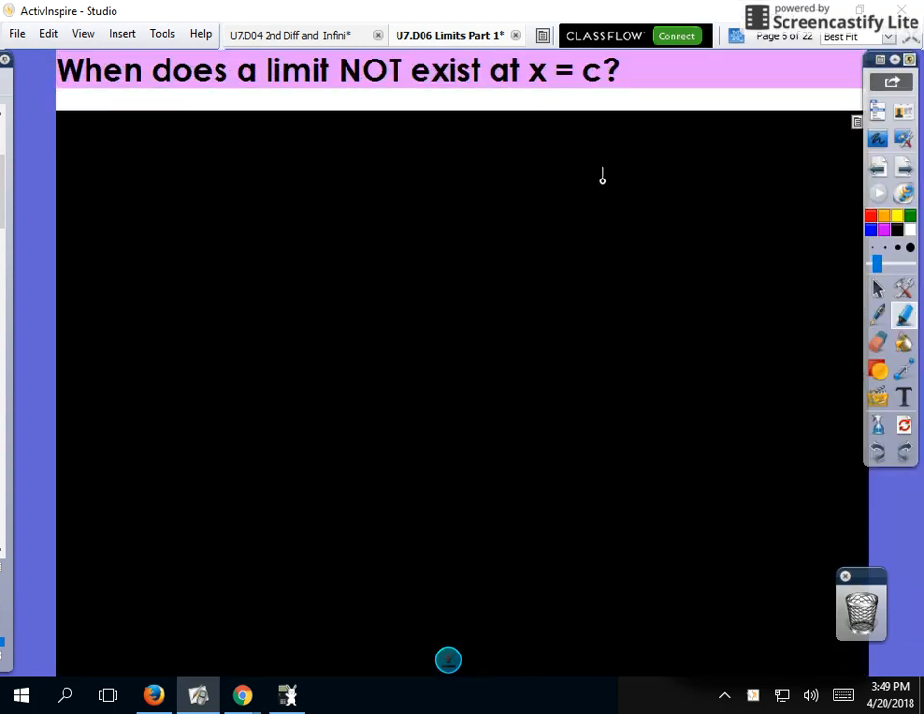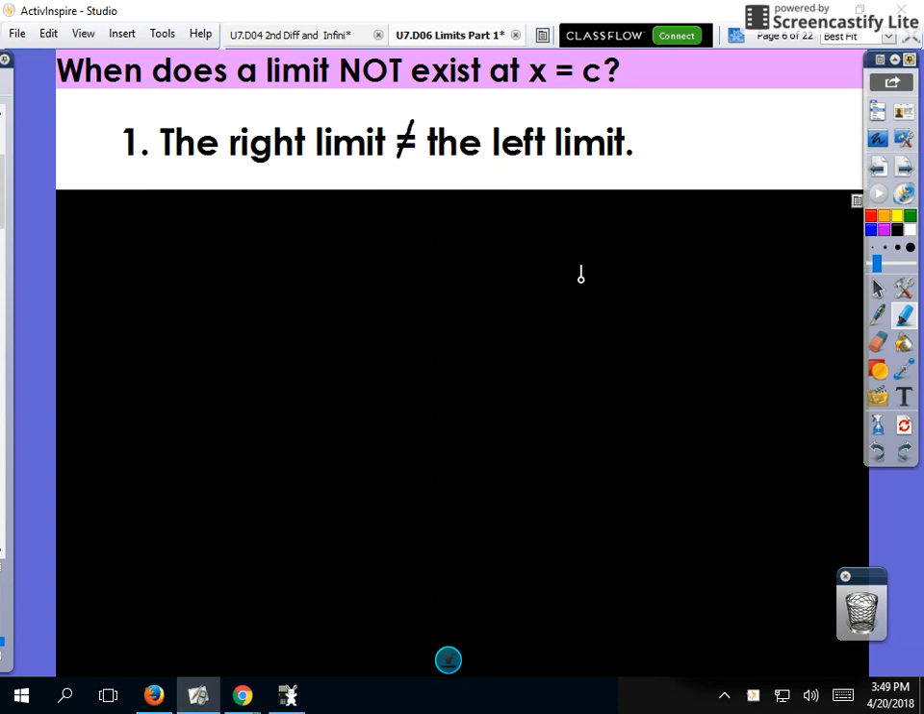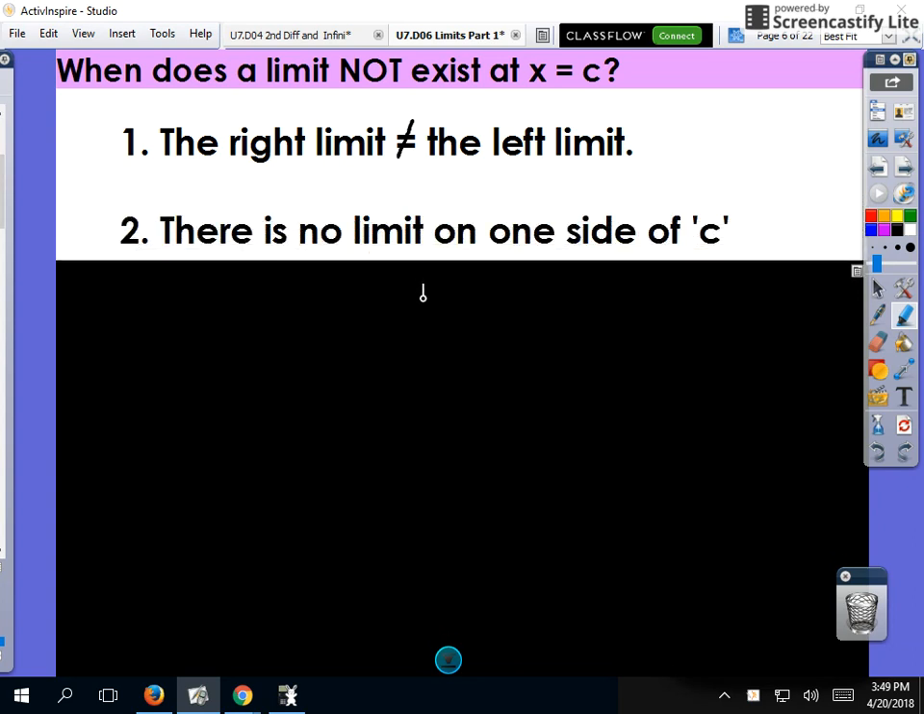When does a limit not exist? Well, if the right limit doesn't equal the left limit. If you're looking at your graph and you say, oh, that's approaching 2 on this side, oh, it's approaching 5 on the other side. Those are not the same numbers, so the limit does not exist at c.